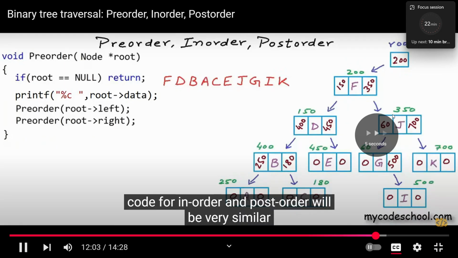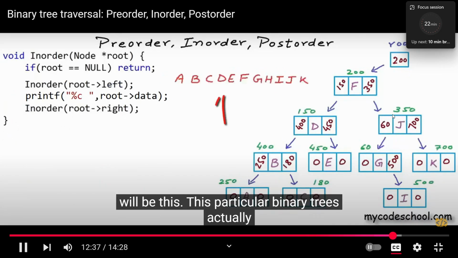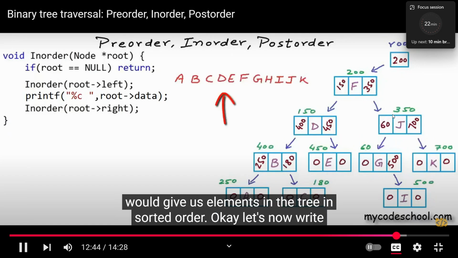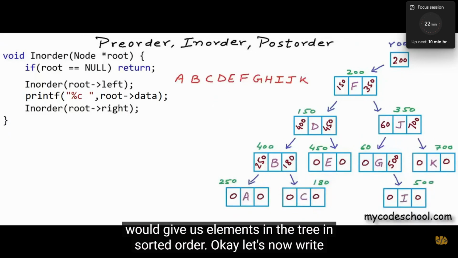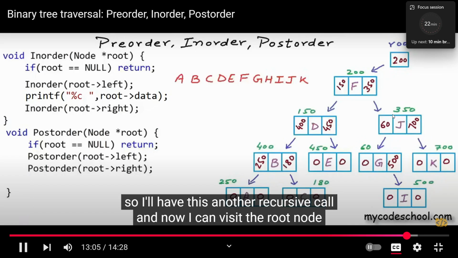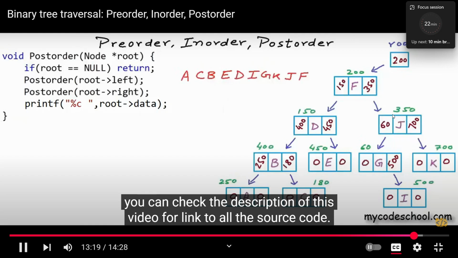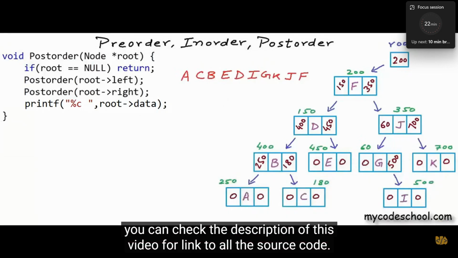So this is pre-order, and for in-order and post-order it is the same call and the same flow. This particular binary search tree would give us the elements in the tree in sorted order. Okay, let's now write code for post-order. For this function, once again, the base case will be the same. You can check the description of this video for a link to all the source code.